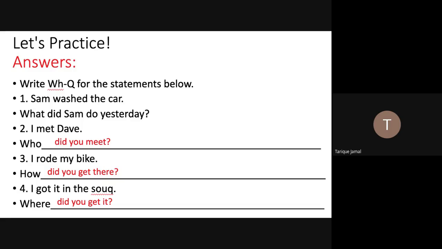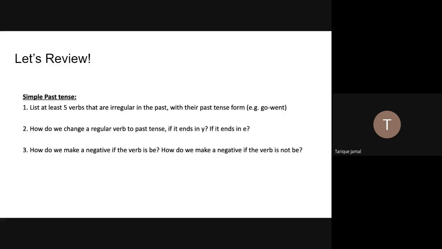All right, let's move on. Okay, so let's review. Simple past tense, right? List at least 5 verbs that are irregular in the past with their past tense form, that is, go, went. All right. So the 5 irregular verbs that you have already gone through. List those. How do we change a regular verb to past tense?